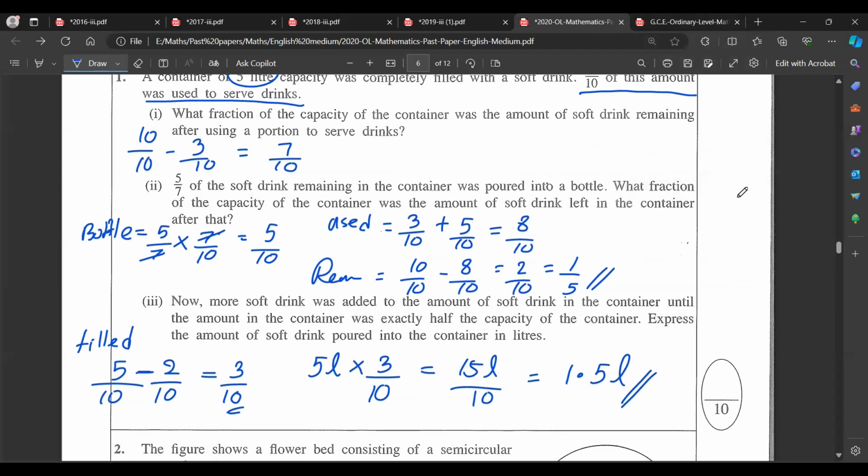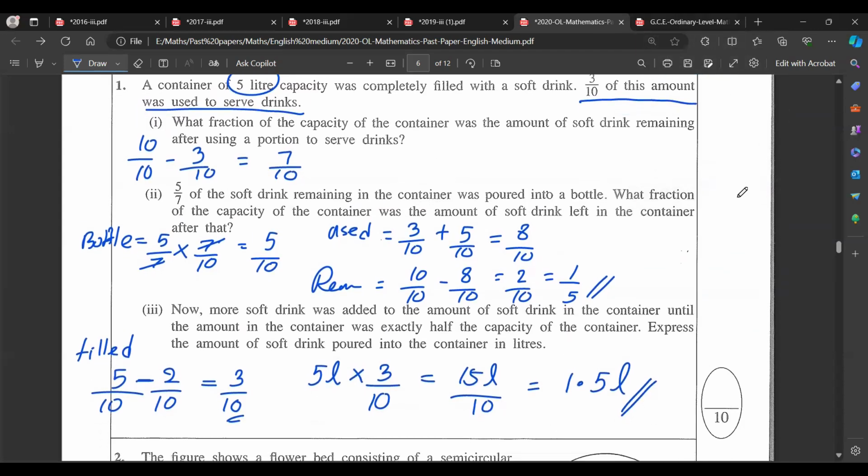First of all, they are using 3 out of 10 for the serve. So after 3 out of 10, if they are having 10 parts, 7 out of 10 is remaining. From that part, they are using another 5 over 7. That means for 7 out of 10, you have to take 5 over 7. So multiplication of that one, 5 over 10 is used for the bottle. Here 5 over 10, previously 3 over 10, altogether 8 over 10 is used.